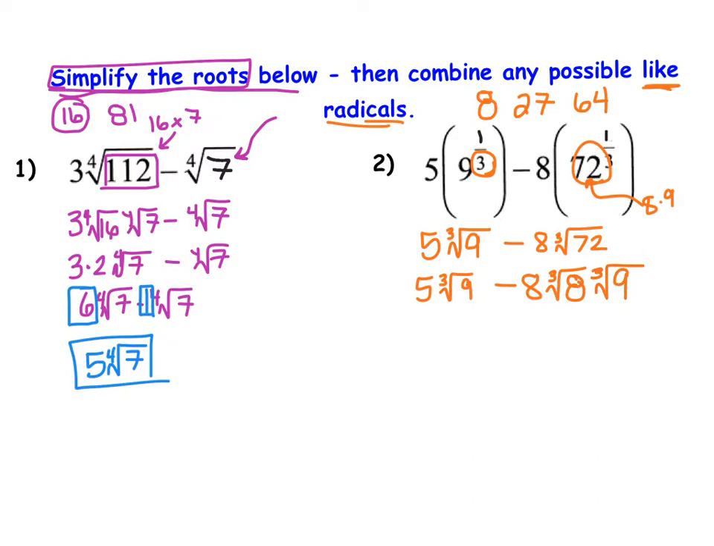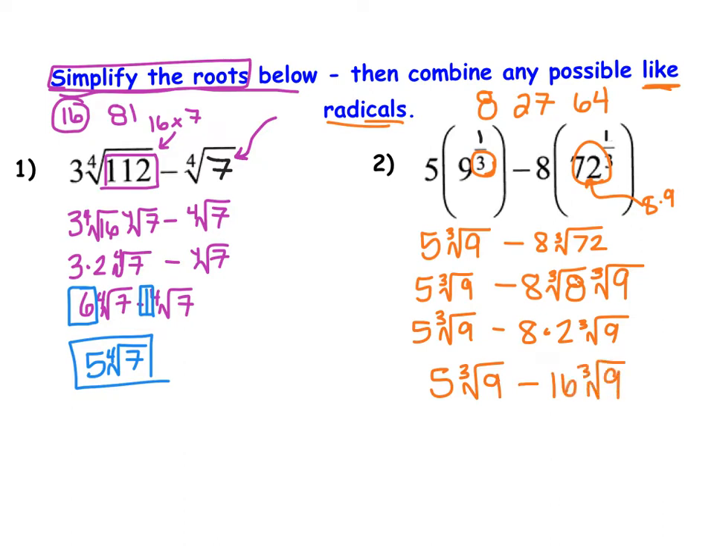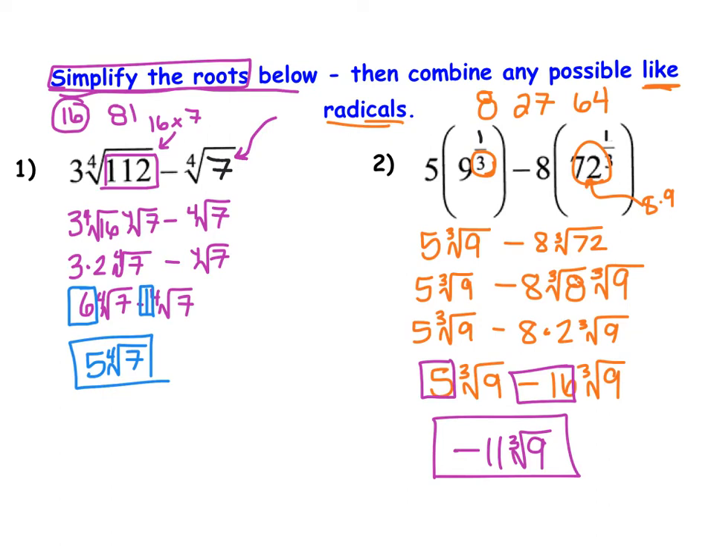And now I know that the third root of 8 is 2. So that's going to become minus 8 times 2 times the third root of 9, which then, as I simplify this, I find that I have like roots. I have the third root of 9 paired with both of these, and as a result, I can combine their coefficients. 5 and negative 16 become negative 11, and then I have the third root of 9. So I again combine them together just like terms.